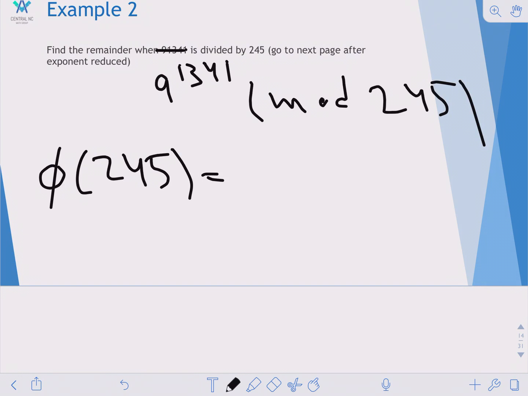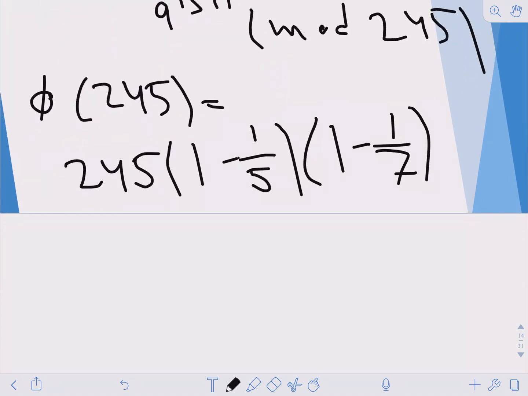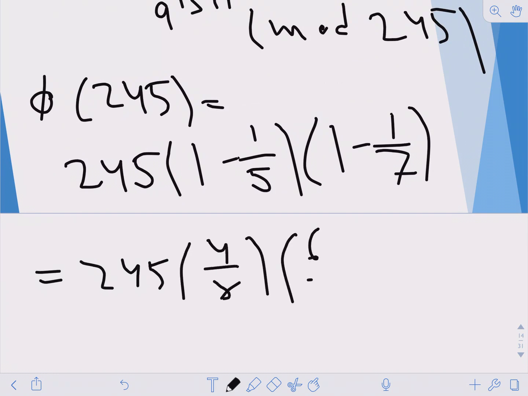I haven't been consistent with the notation; you typically see phi denoted by either of the two symbols, and I'll keep it as this. So 245 is 5 times 7 squared, so 5 and 7 are the only prime factors of 245. So phi of 245 is 245 times 1 minus 1 over 5 times 1 minus 1 over 7, which is equal to 245 times 4/5 times 6/7.